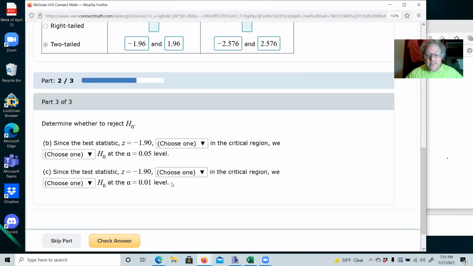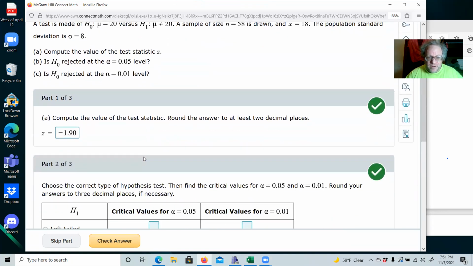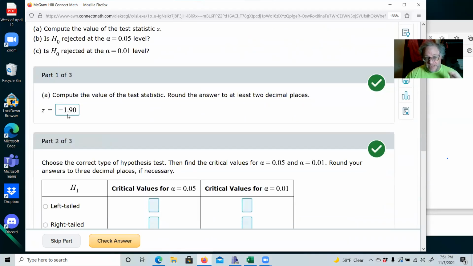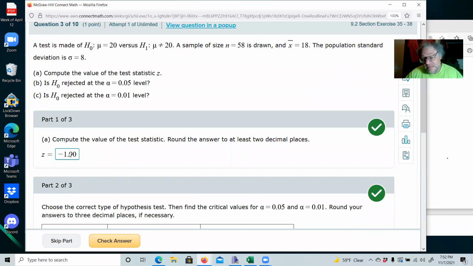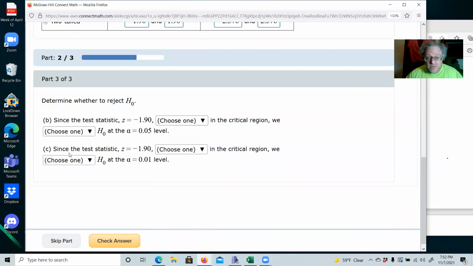Okay, since our test statistic is in the critical region, we're going to say our p-value is less than that. In order to reject, the test statistic has to fall into the rejection region, which is smaller than negative 1.96. We're a little above it. So this test statistic is not in the critical region. We do not reject the null hypothesis at this level.